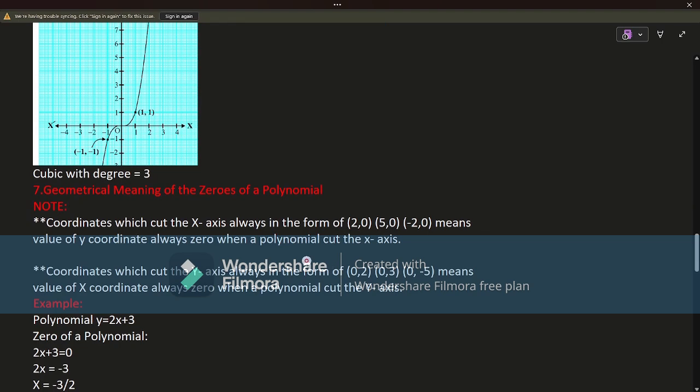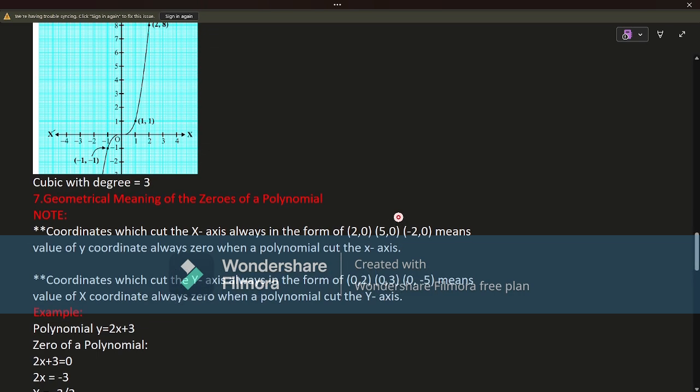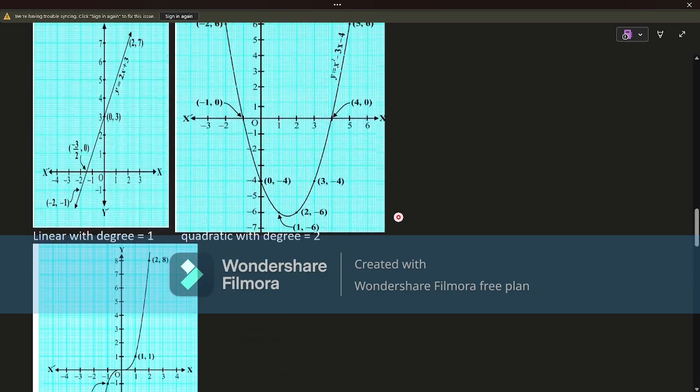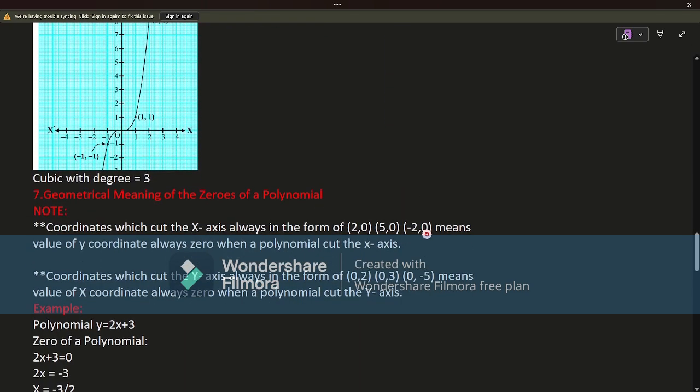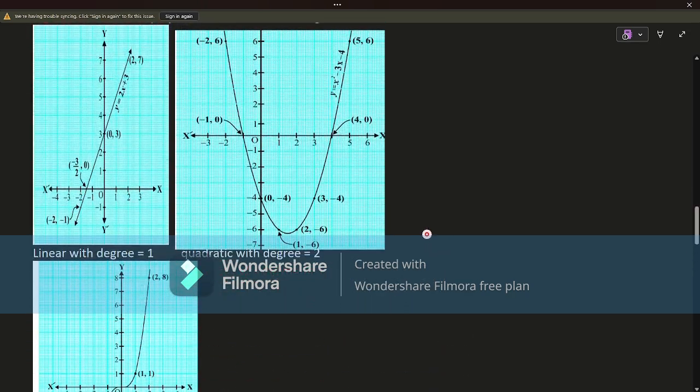Then come to the geometrical meaning of zeros of the polynomial. What is the meaning of a particular polynomial having a certain set of zeros? What is the physical meaning? We can discuss now. Before that, we have to know that any point where a graph cuts the x-axis always has y coordinate 0. For example, in this graph, this U-shape cuts the x-axis at (-1, 0) and (4, 0). Here in this straight line, it cuts the x-axis at (-3/2, 0).